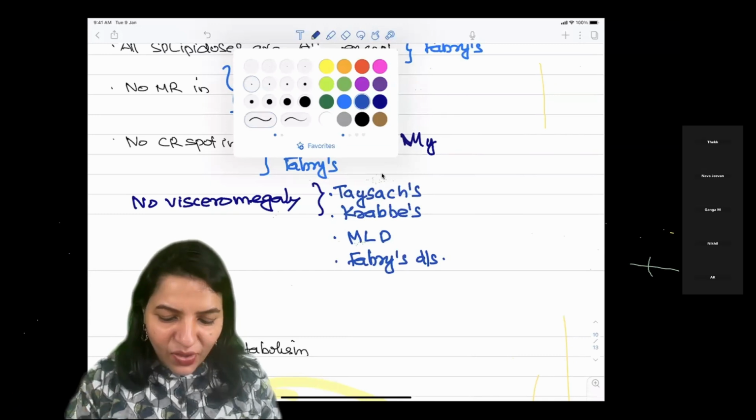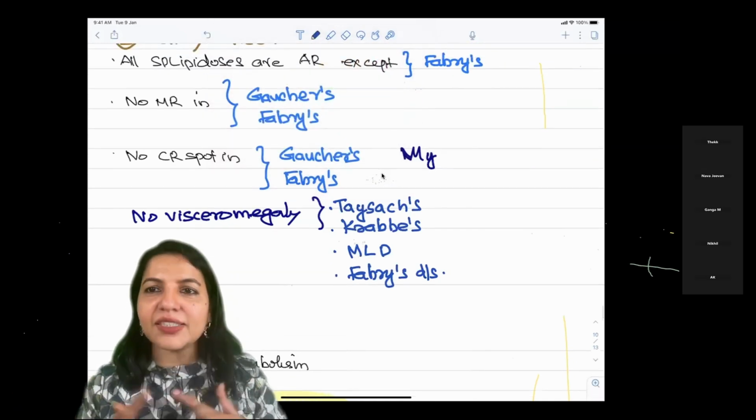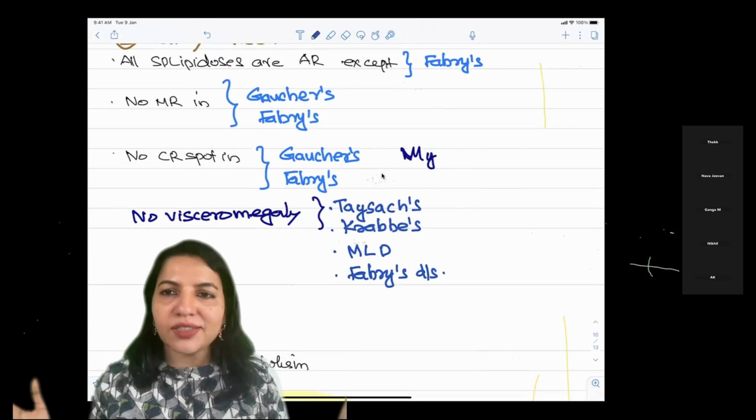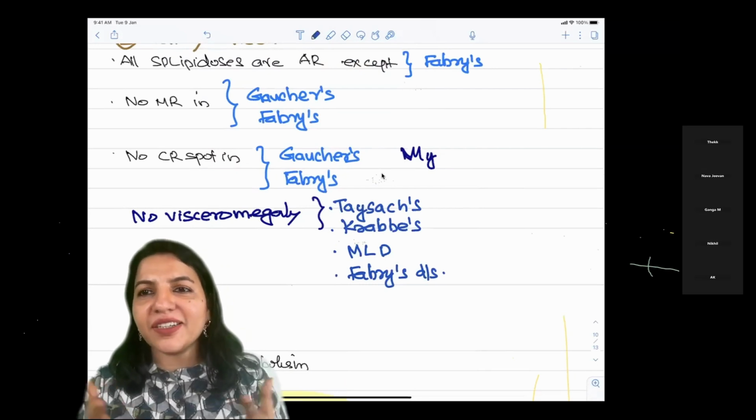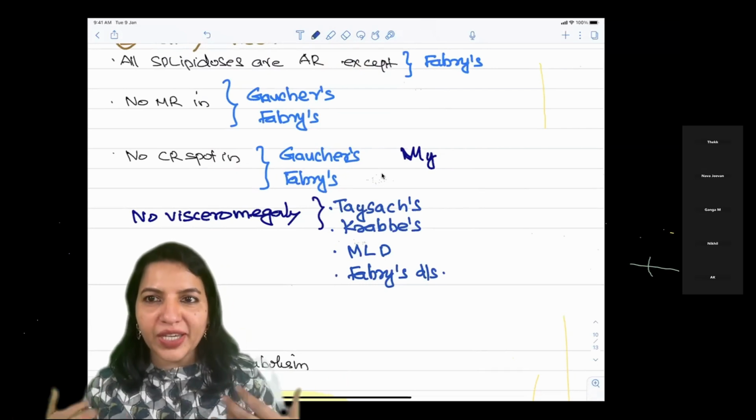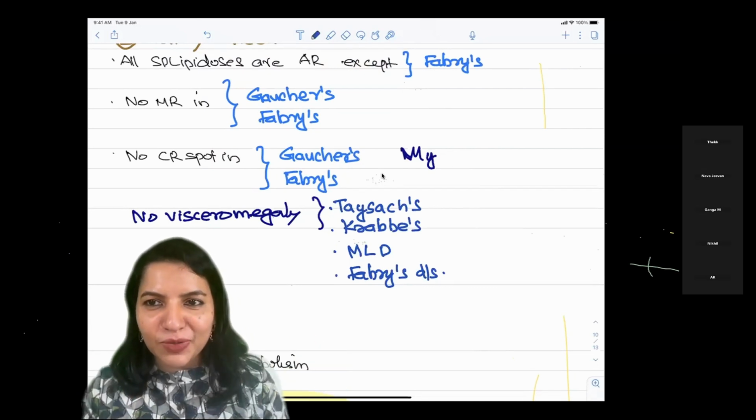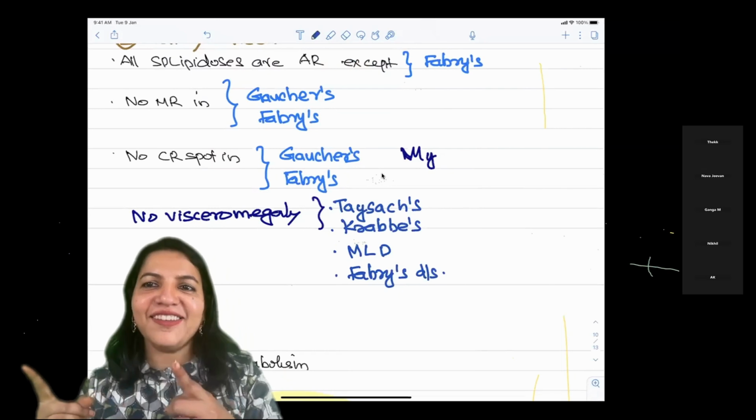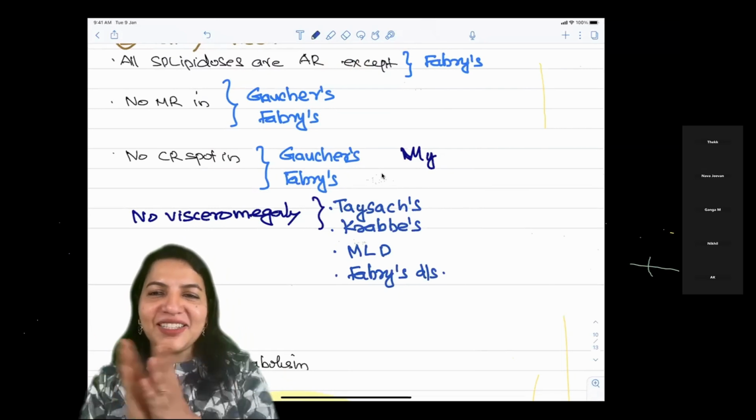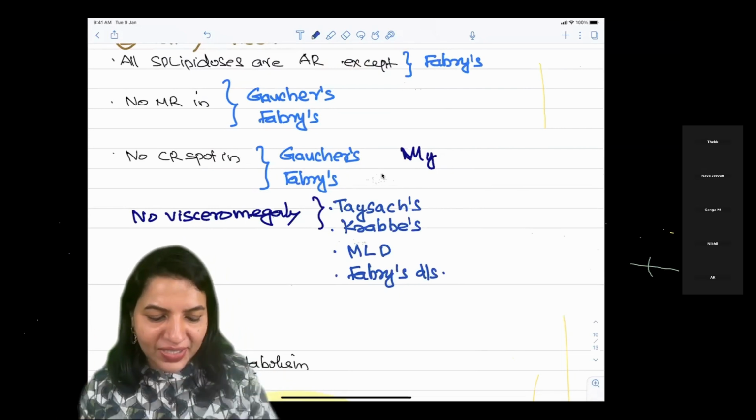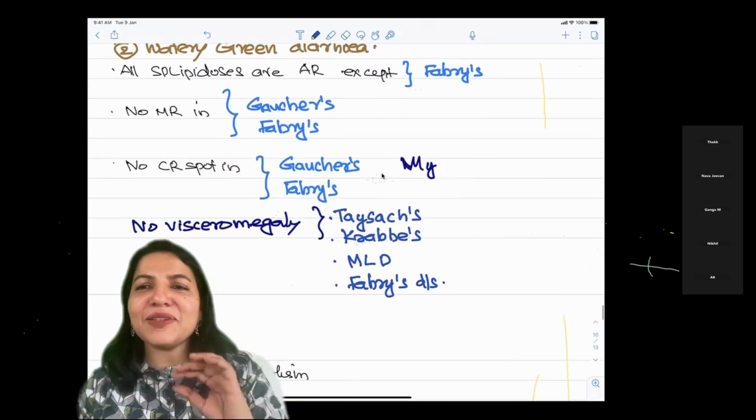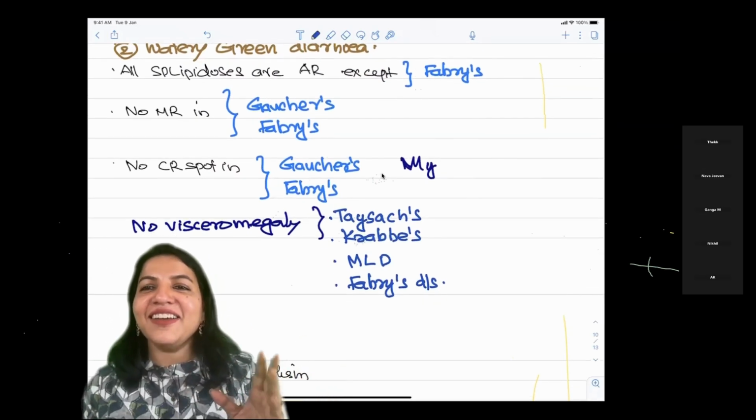Okay, fine. So, Tay-Sachs, this is a challenge for you. You find out which are the disorders in sphingolipidosis where there is no visceromegaly. You can help me. If you don't get anything now, you can message me later. You have my number, right? Challenge accepted. Yes, good. You find something for me. No visceromegaly. Something very interesting and catchy.